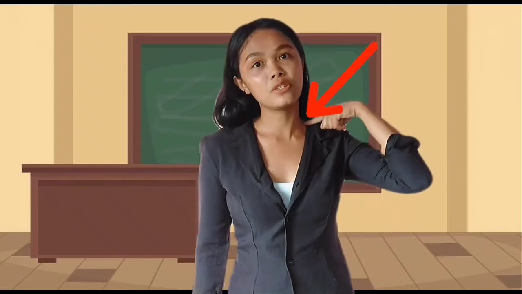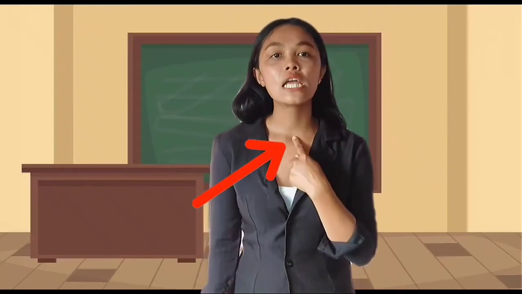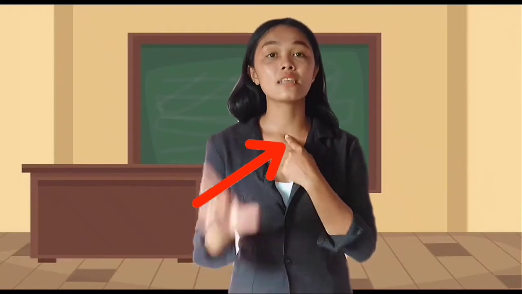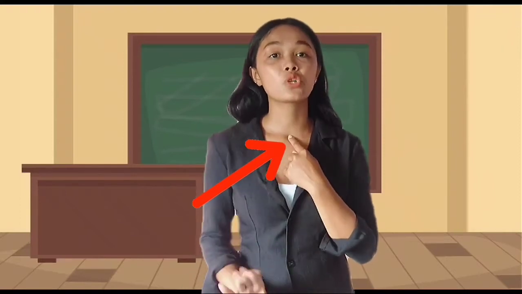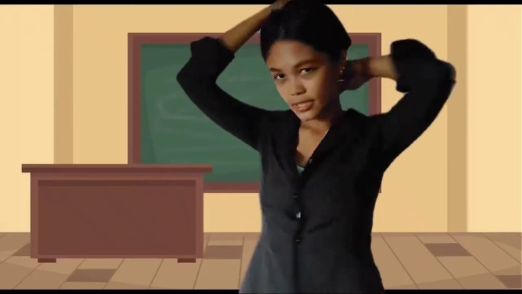The next one is the side neck point. When you say the side neck point, it is located at the side of your neck. The third one is the center neck point, which is located at the center of your collarbones. The next one is the nape point. The nape point is located at the back of your neck.